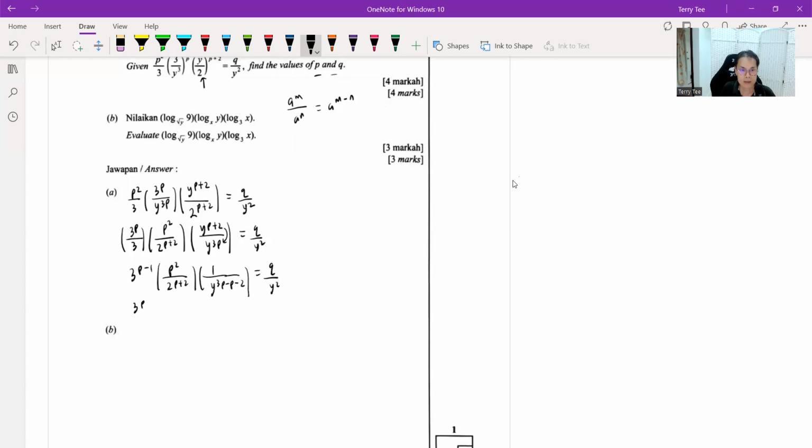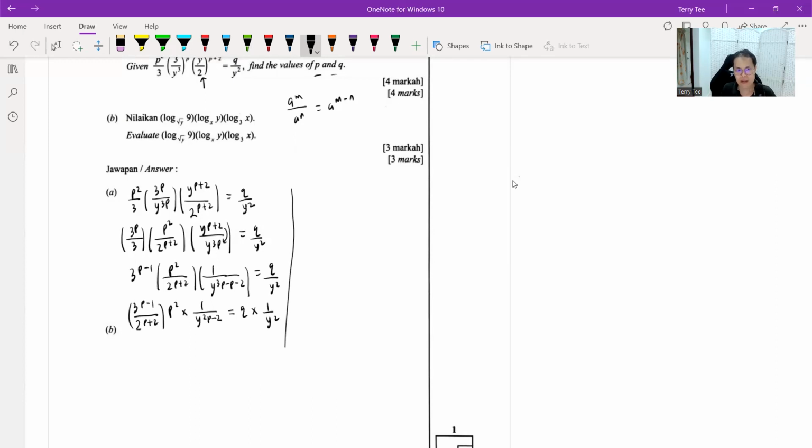Okay, as we simplify this further, keep this P squared. Now, you can put the 2 together, 2 power P plus 2, bracket, and then there's a P squared outside. This will be a 1 over Y power 2P minus 2. And your outcome should be Q with a 1 over Y squared. So I purposely write them separately, but you don't have to write them separately. You can put them together.